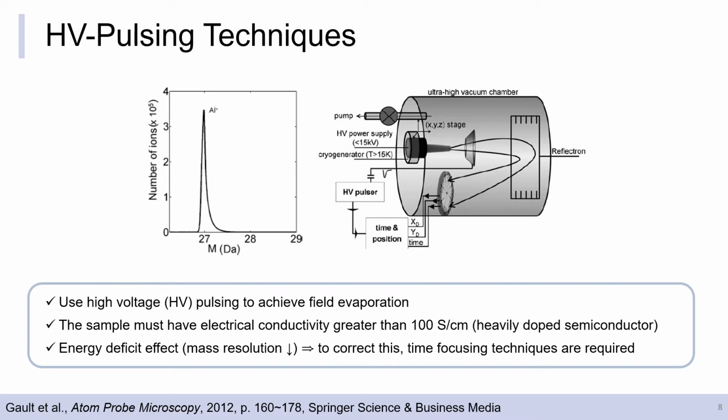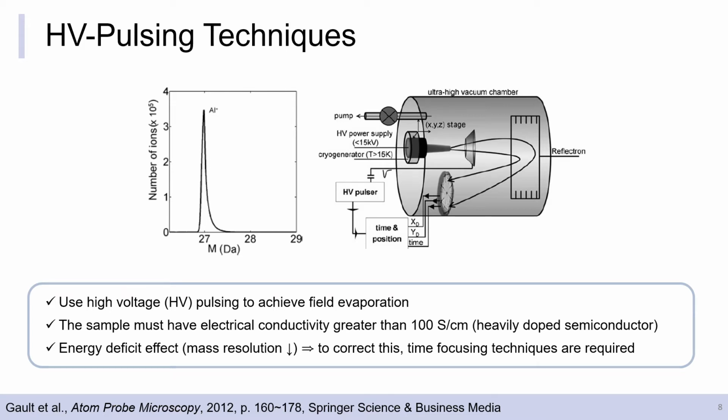As field evaporation is a probabilistic phenomenon, not all of the atoms will be field evaporated at the very same instant across the duration of the pulse. Depending on the instant at which the ion is created, it will be accelerated by a different stage of a varying field and so will not necessarily acquire the full energy of the pulse. Generally, this effect is referred to as energy deficit.